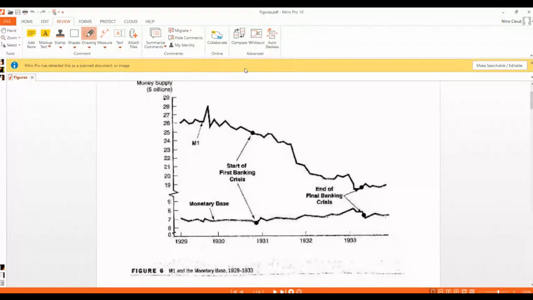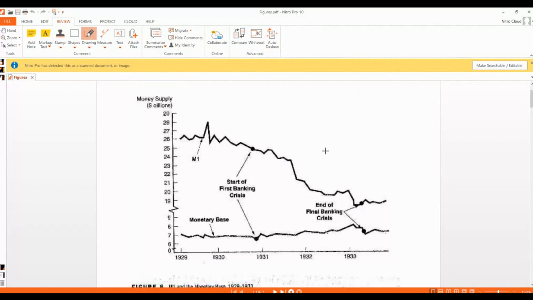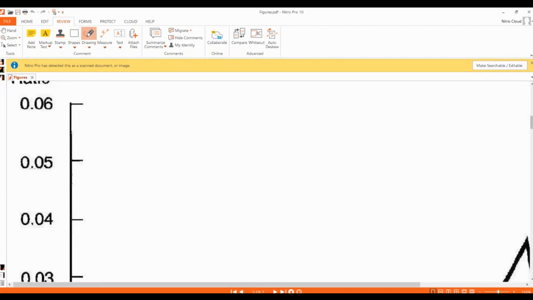Or 2, the currency ratio could have gone up because people lost trust in the banking system. Given that it says start of first banking crisis and end of final banking crisis here, that suggests that this was not a time in which people would have had much confidence in the banking system. But let's just look at those 2 factors to see what we see.